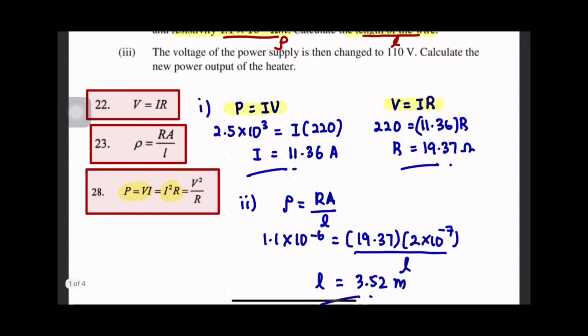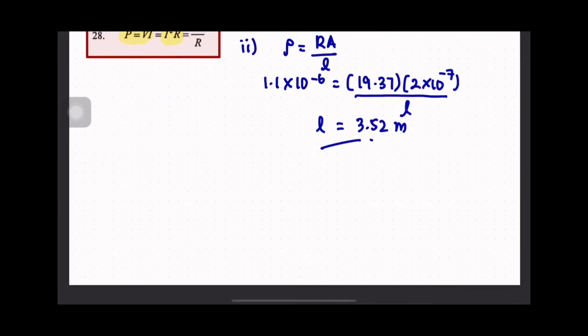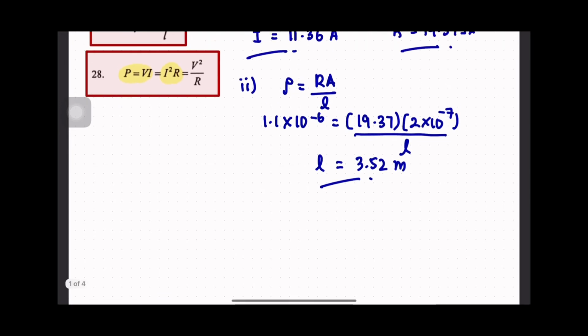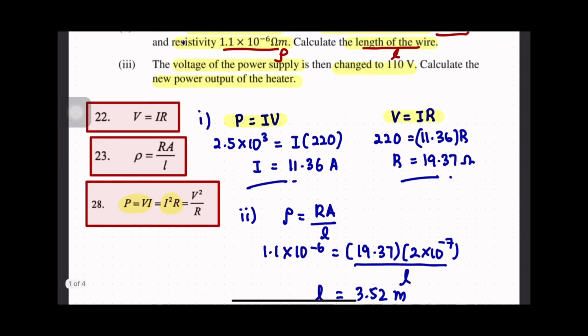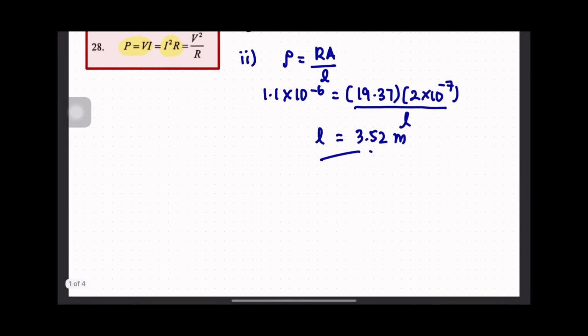Alright, so next, number 3. The voltage of the power supply is then changed to 110 volt. Calculate the new output power of the heater. Output power of the heater. So kita nak cari voltage dia tukar, tapi nak cari output power of the heater. So sekarang ni you kena guna formula P is equal to V squared over R. This one. You akan ambil formula ni. Power sama dengan V squared over R. Okay, dalam case ni resistance you adalah constant lah. Resistance you adalah constant sebab voltage dia change. Okay, so number 3, P is equal to V squared over R.